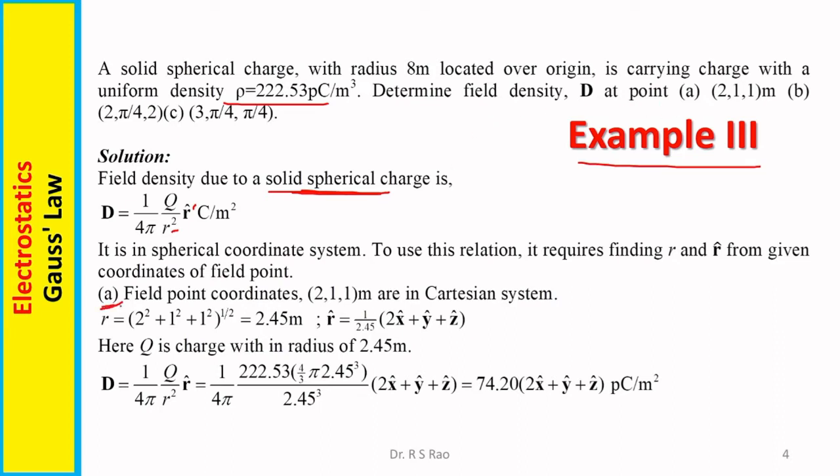First, we consider A. Field point coordinates are 2, 1, 1 in the Cartesian system. So our radial distance is the square root of 2 square plus 1 square plus 1 square. It is equal to 2.45 meters. R cap is 1 by 2.45, 2x cap plus y cap plus z cap. So R is known, R cap is also known. Total charge Q in the sphere is charge density multiplied by volume. So substitution and subsequent manipulation results in an expression for D.